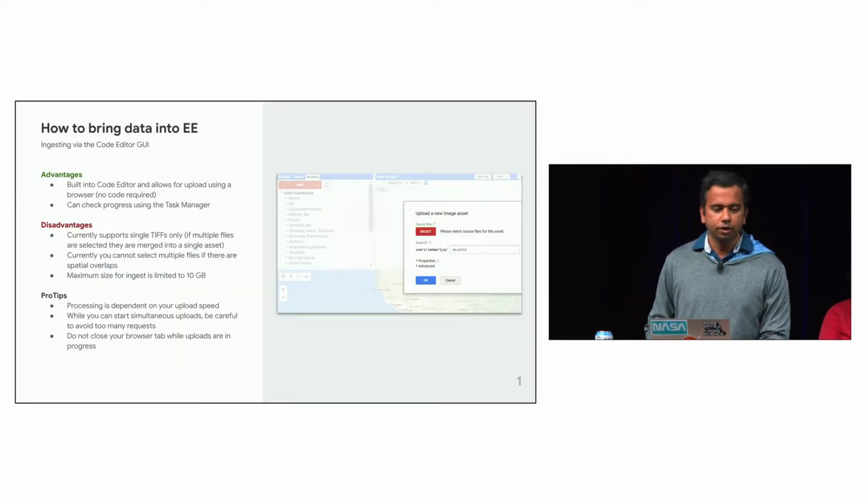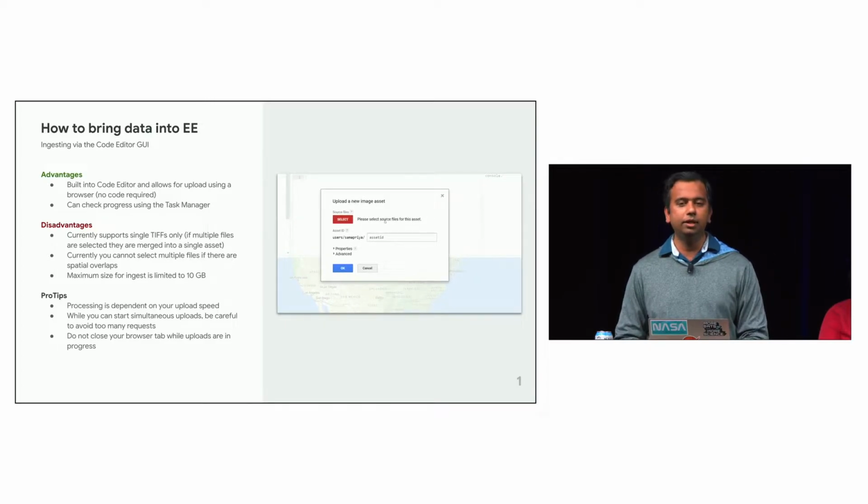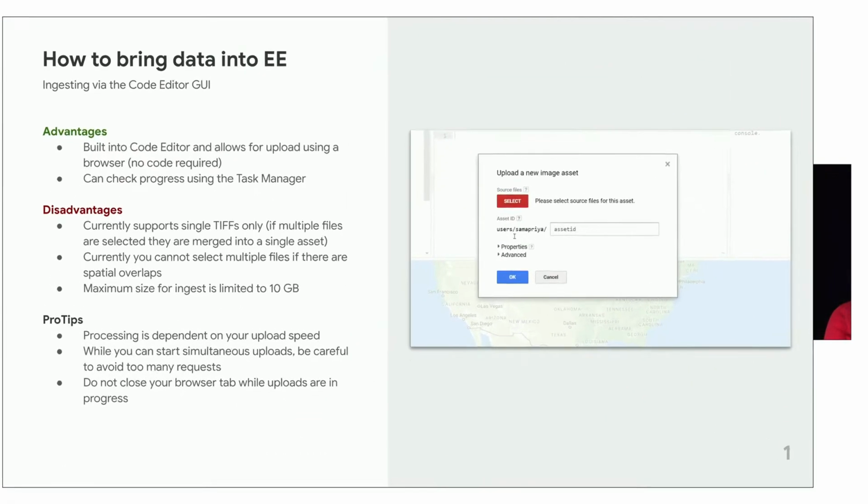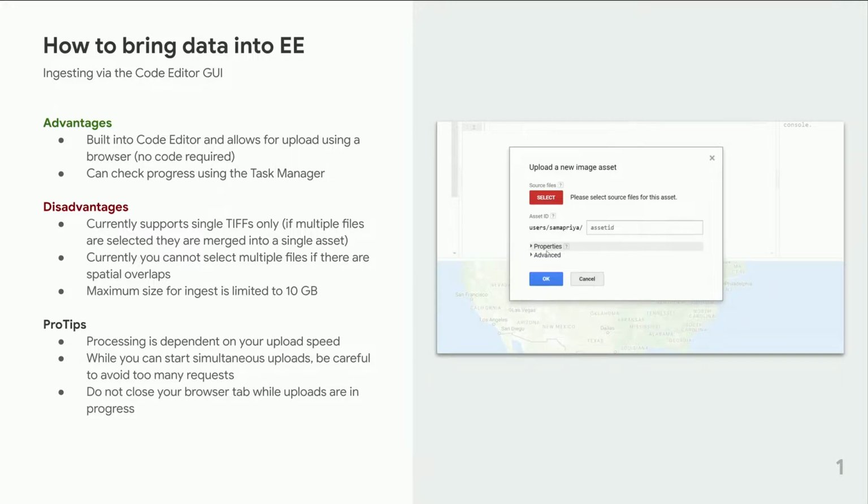OK. So the first one is the GUI. This is the one that most people are familiar with. This is the code editor window where you go in. It's built into the code editor, which means that you don't have to install any packages. You don't have to work on any libraries that can create some dependency issues for you. You can basically go into Earth Engine, and you can click on and submit a data set of your choice.